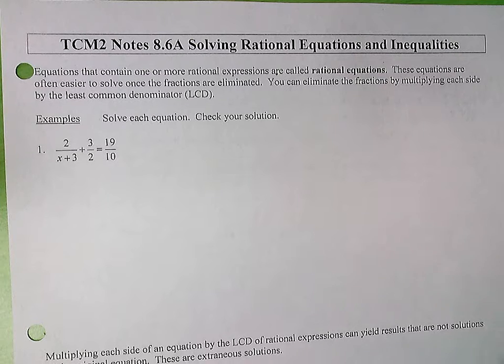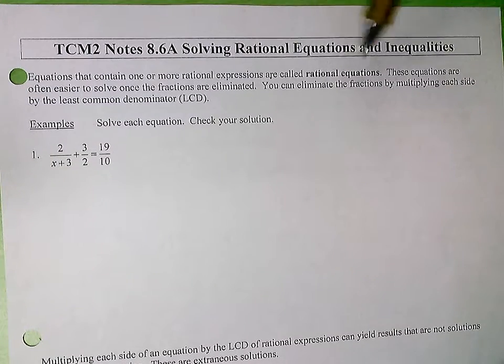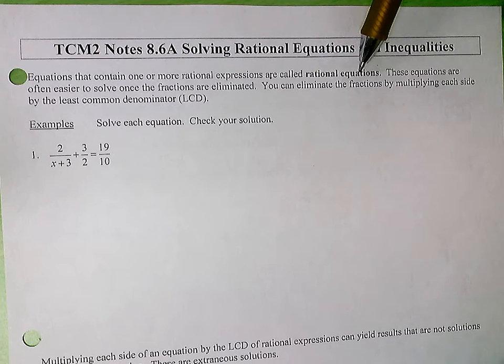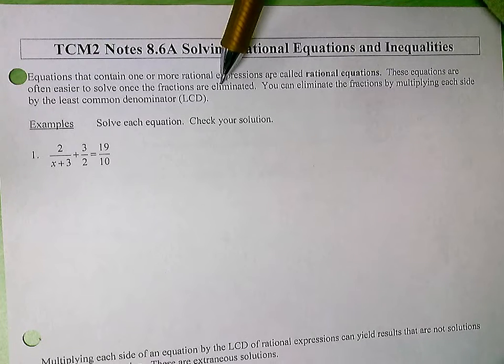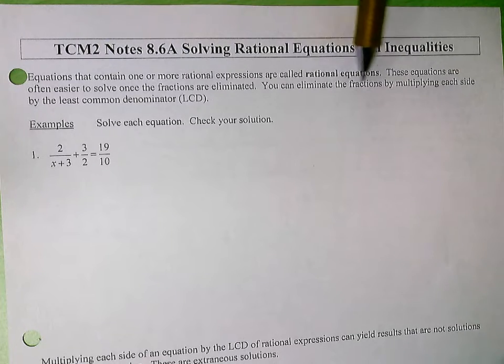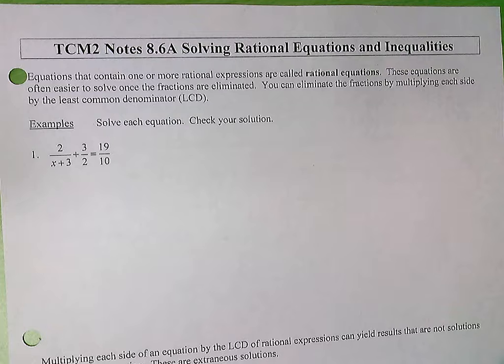Okay, so equations that contain one or more rational expressions are called rational equations. Okay, so they have an equal sign. These equations are often easier to solve once the fractions are eliminated. You can eliminate the fractions by multiplying each side by the least common denominator. So you're still finding that least common denominator for all of these. So looking for that LCM of all of your denominators. Okay? Except this time we're going to multiply through by that LCM, and it'll cancel out the denominators.